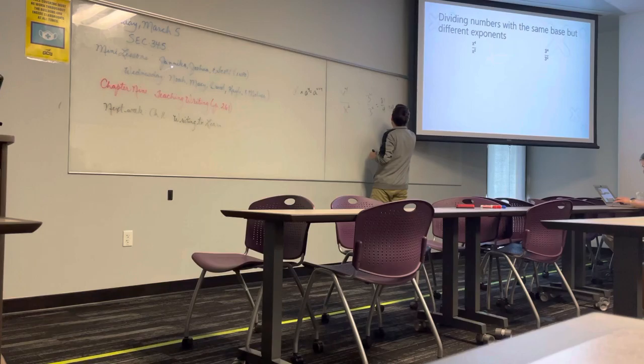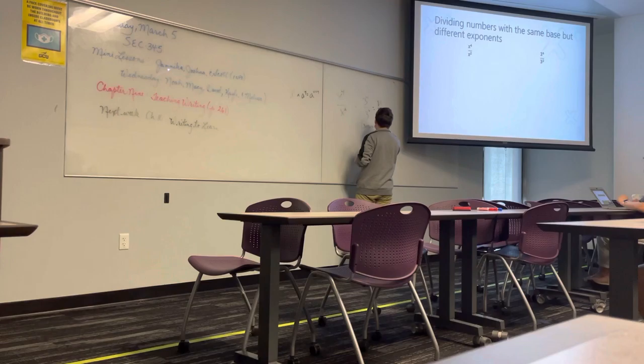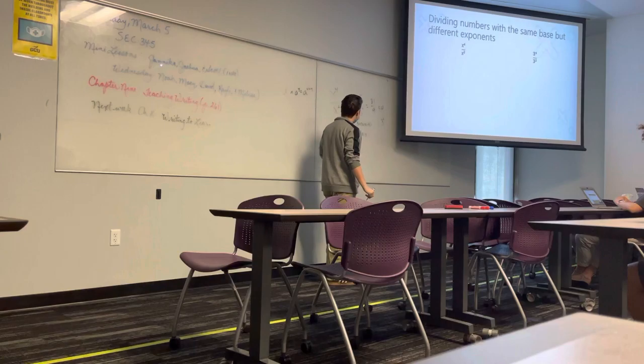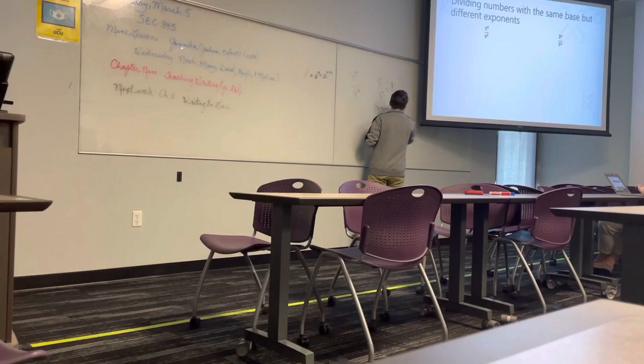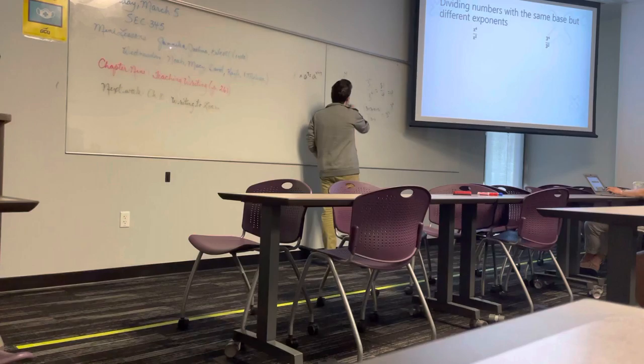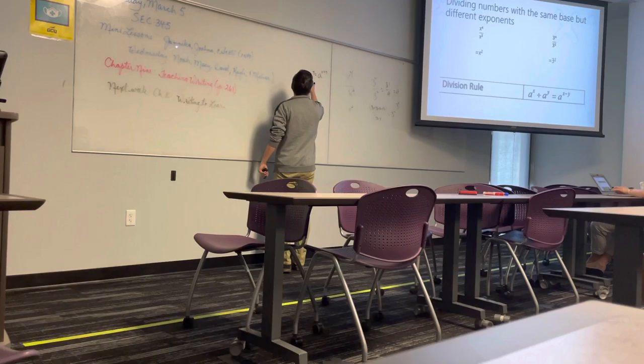And again, we can do it like this, too. 3 to the 4th power is 3 times 3 times 3 times 3, and that's over 3 times 3. When we have numbers being multiplied on the top and the bottom, well, 3 over 3, that's just 1, so you can cross that out. And 3 over 3, that's just 1, so you can cross that out. So what we're left with is just 3 squared. So what we're doing for this one is we're just subtracting these exponents. We don't know what these numbers are, but we just do 4 minus 2, and we get x squared. And that gives us our division rule. So that is a to the x over a to the y equals a to the x minus y.